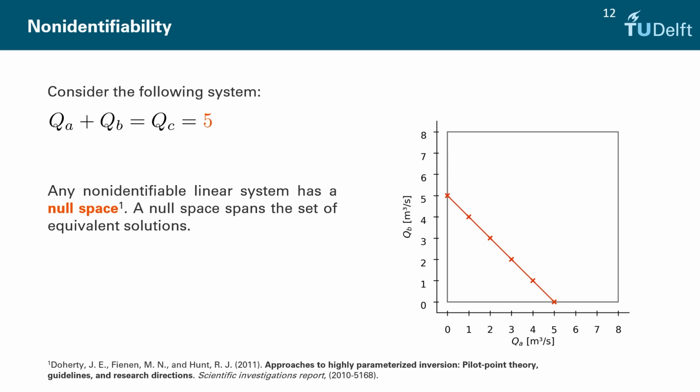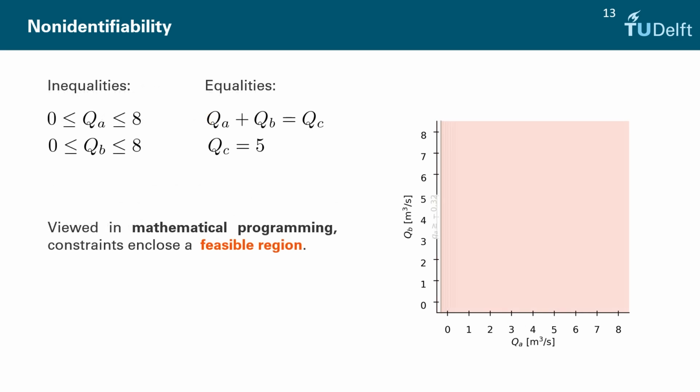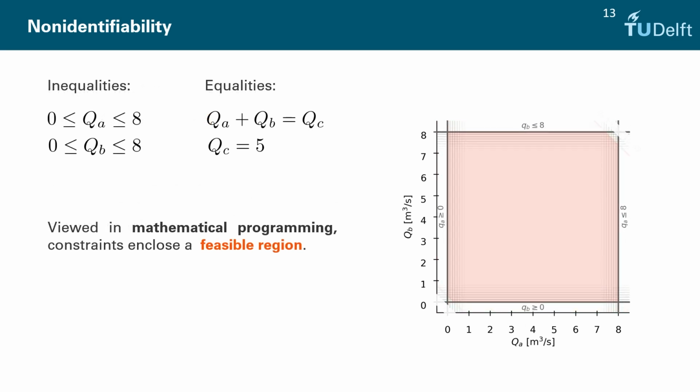Now there's another perspective we could take on this problem, and this one comes from mathematical programming. In mathematical programming, we would basically reformulate the system as a system of constraints, which essentially enclose a feasible region shown here in orange. And if you do so, then you might see that we get basically the same answer we had before. We again have this orange line that encloses all solutions that fit our assumptions.